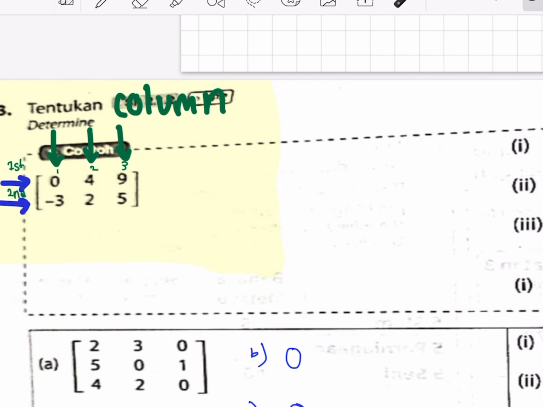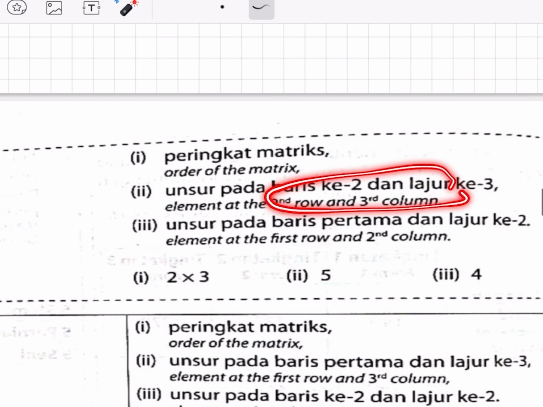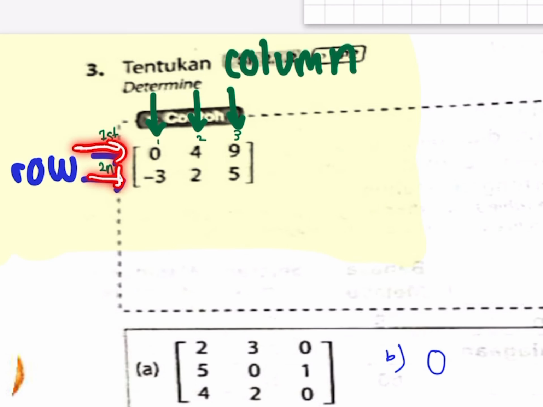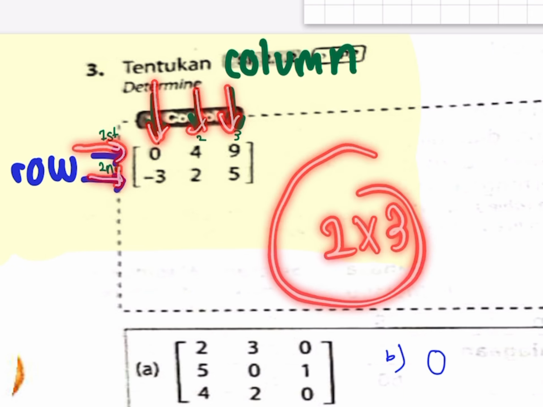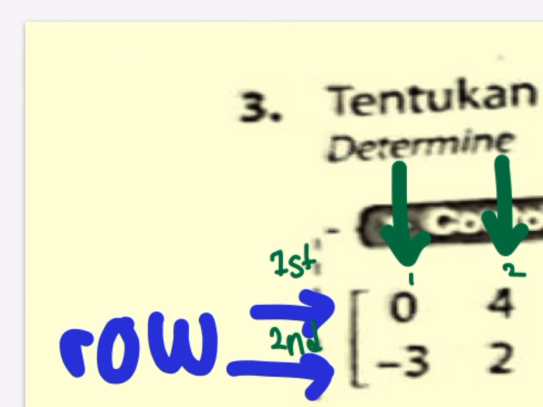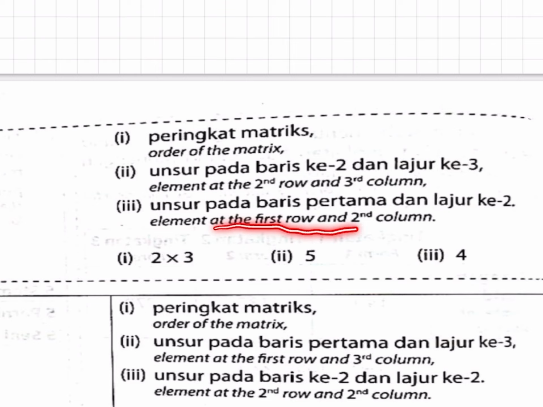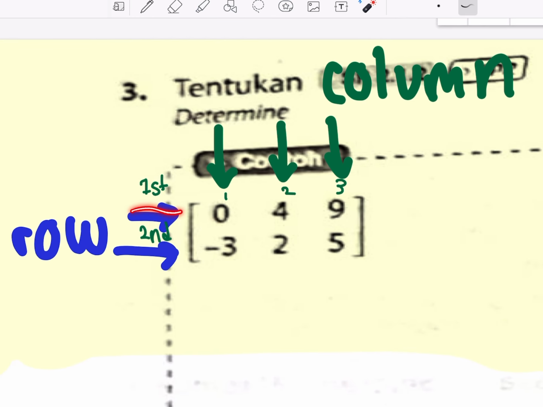Okay, next. Determine the order of the matrix, and the element at the second row and the third column. First let's determine the order of the matrix. 1, 2 row, 1, 2, 3 column. So it's 2 times 3. Alright, so now let's find out the element at the second row and third column. Row pertama, row kedua. Third column, 1, 2, 3. Here. So jawapannya 5. Okay, element at the first row and second column. Nombor 4.